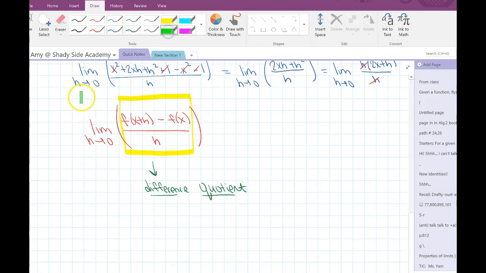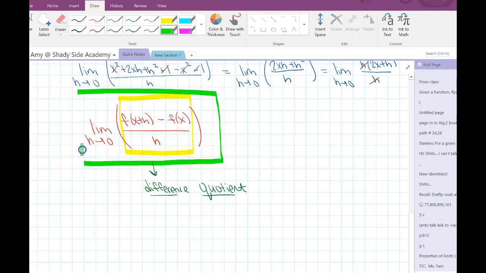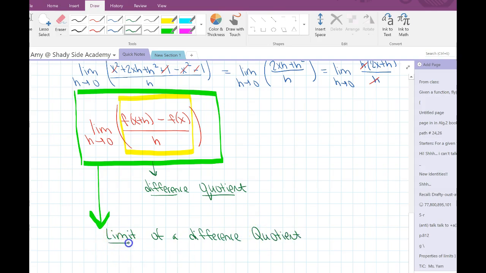This whole thing, this is really going to surprise you, boys and girls. When you take a limit of a difference quotient, guess what that's called? That is called a limit of a difference quotient. It is called a limit, the limit, or a limit of a difference quotient. I know that surprised you. So that's kind of neat.